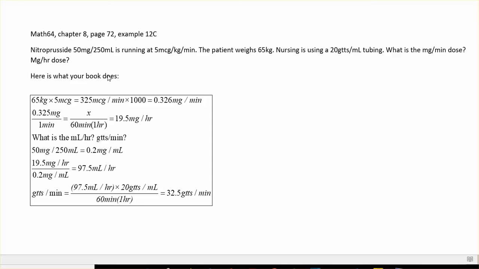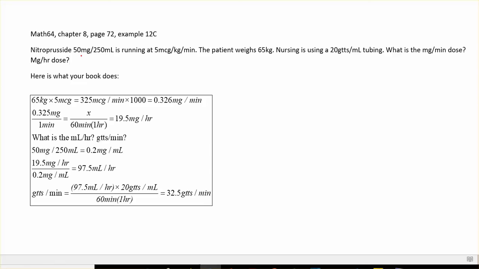Okay, I'm looking at example 12C, Math 64, Chapter 8 on page 72, and I want to explain what your book is doing to solve this problem, and then I'll present for you what I think would be a good idea, or an alternate idea, let's call it that.